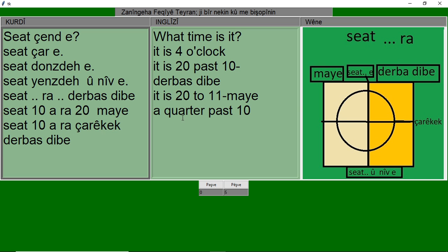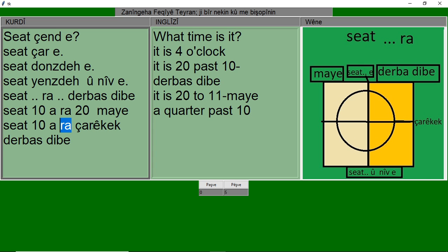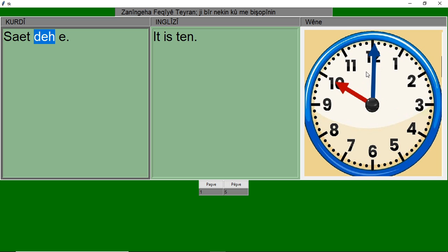And when you want to say a quarter to 10, in this time you will say maya. Instead of derbastıbe you will say maya. We have 3, for example. I will show you in here. So like this, saat dehe. When we look at what our rule was, we will simply say saat and then put the number. In here, this is 10 and it is at 12, so this is the full hour, which means it is saat dehe.